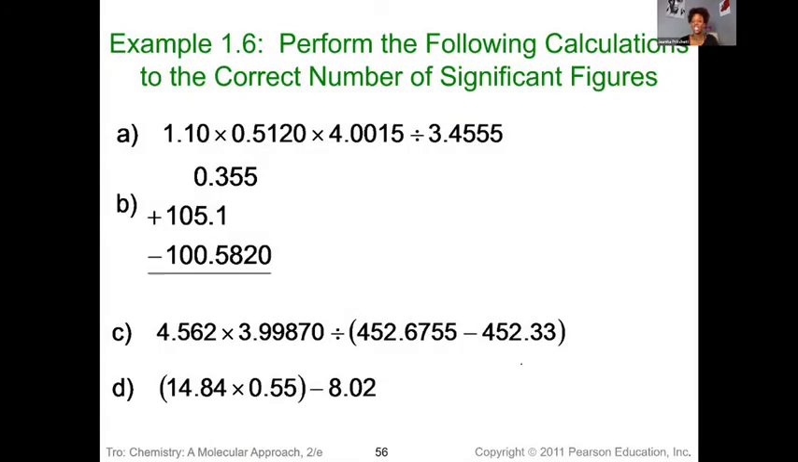All right, so let's do a few problems here. In the first problem, let's go ahead and plug it in. Again, it's all multiplication and division, so the rule we're going to be looking for is fewest significant figures overall. So we're going to start by doing 1.10 times 0.5120 times 4.0015 divided by 33.4555.